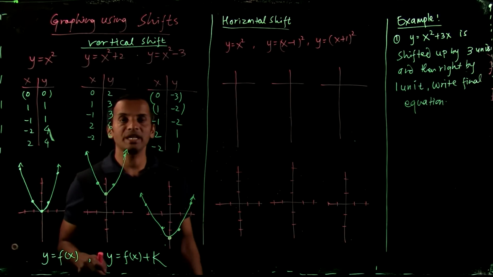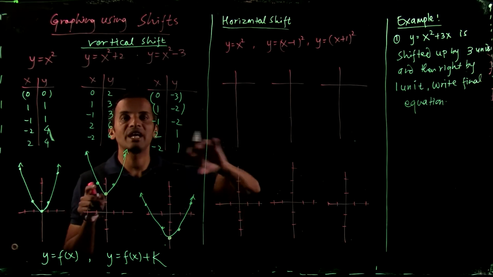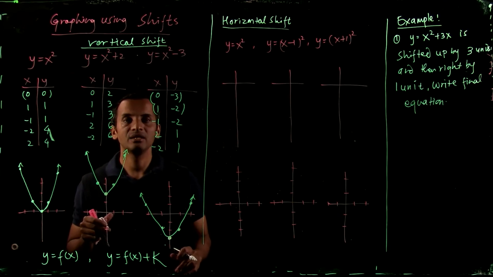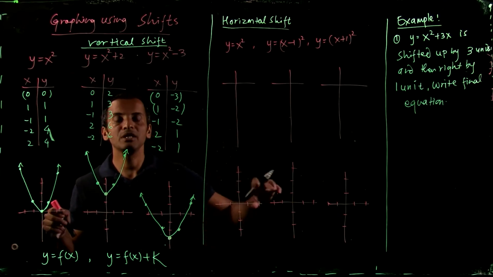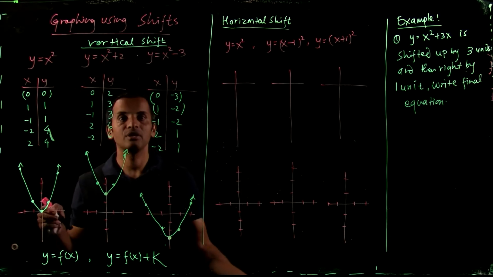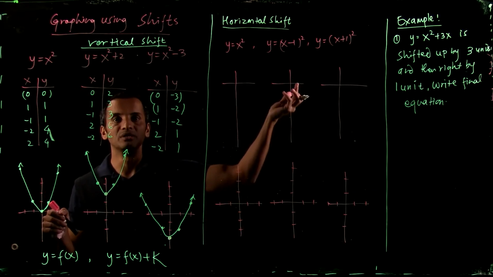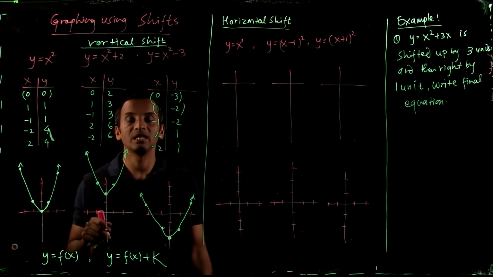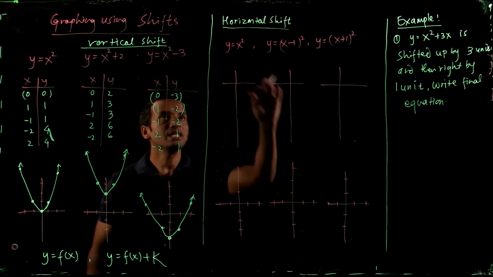So in general, if you add a number on the right hand side of the equation, basically it is shifting the graph up by that many units. If you are subtracting, then it will be shifting down by that many units. Okay, let's do this one.